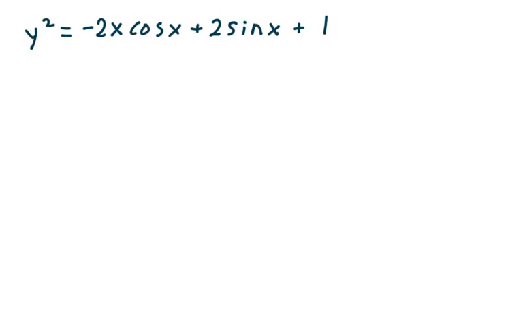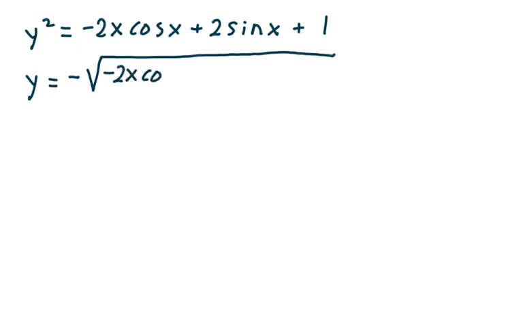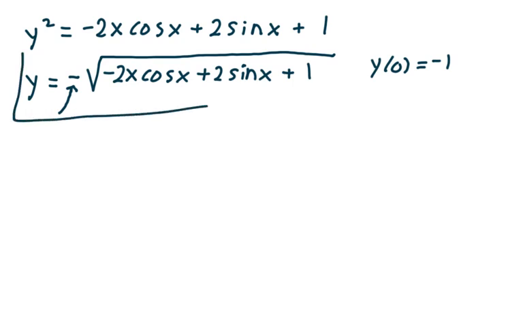And just like in the other problem, when we solve for y, we have to take negative the square root of negative 2x cosine x plus 2 sine of x plus 1. If we don't have that negative in front of the radical, the problem is it doesn't satisfy this initial condition of y of 0 equals negative 1. So you have to have that negative out in front of that radical. And this is the answer to problem number 20.